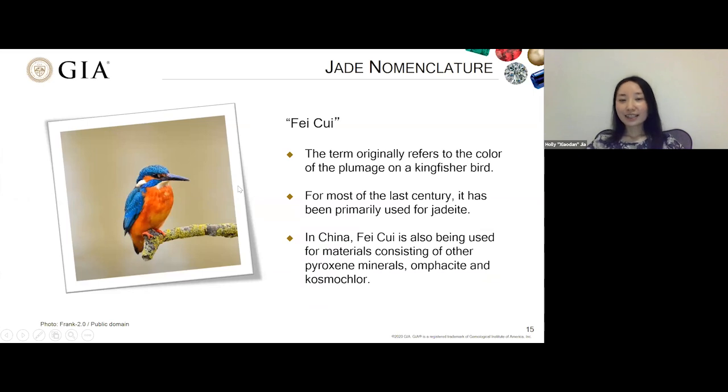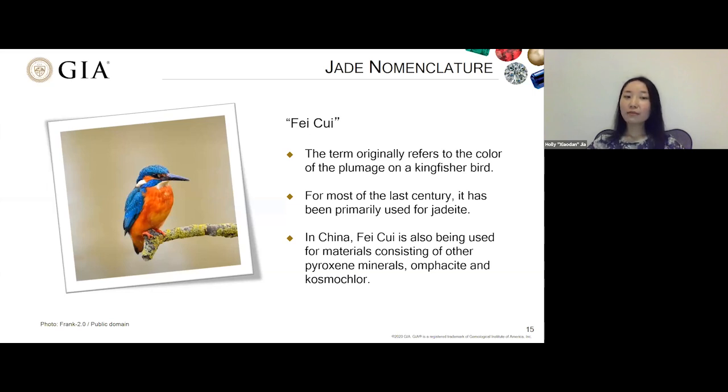So in Chinese, there is a term called fei cui that has been used for the jades from Burma since around the 18th century. The original meaning of this term is a type of kingfisher bird with both red and blue-green feathers. So this word actually is composed of two characters. The fei means red and the cui means blue-green.